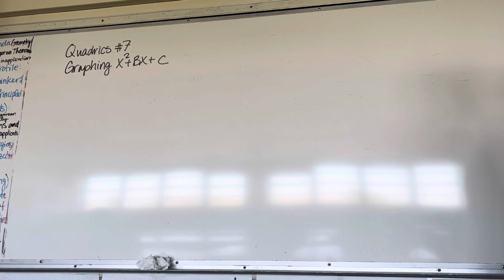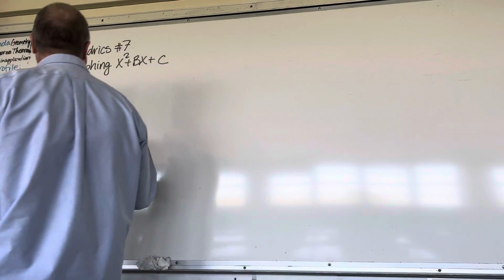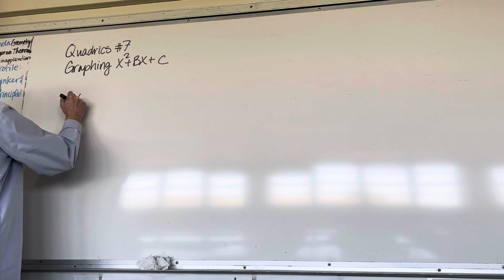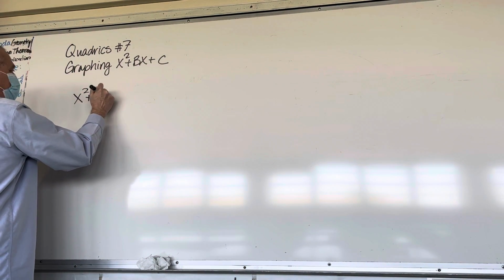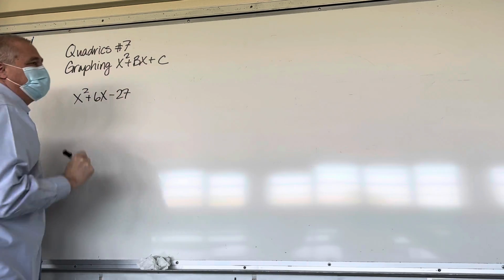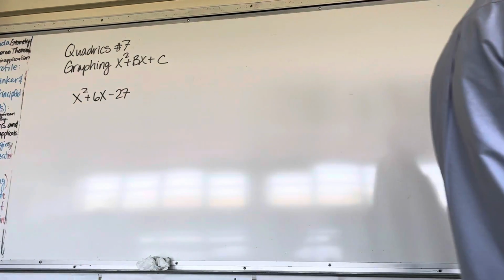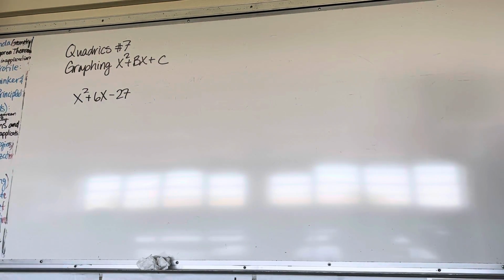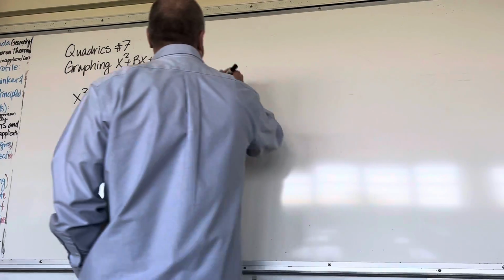And then I want to graph 3 quadratics as an example. And let's see if I can map them all out at once. X squared plus 6x minus 27. X squared minus 14x plus 48.